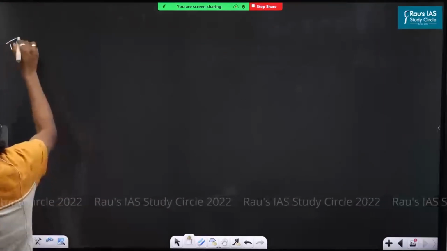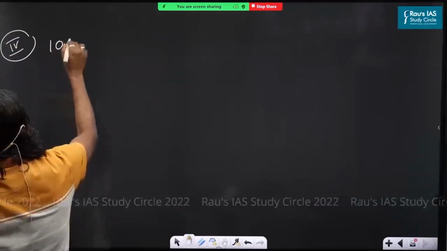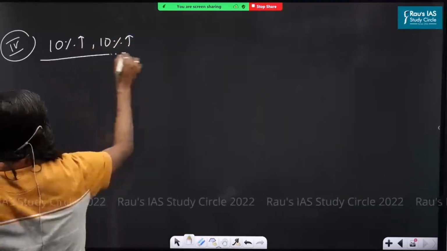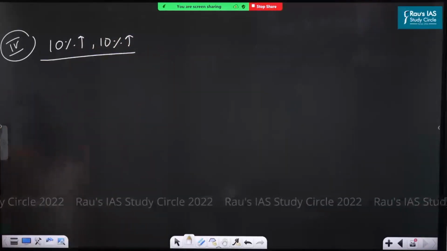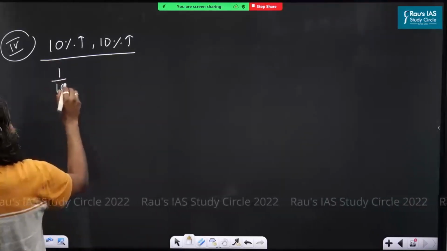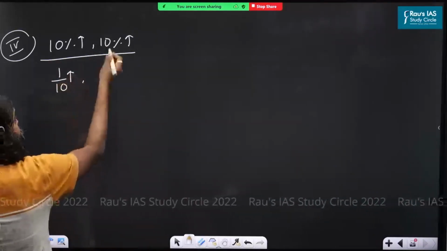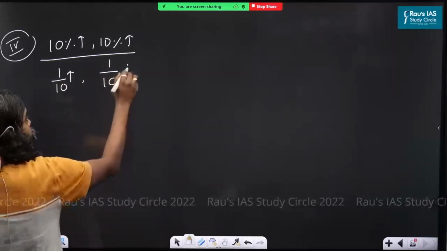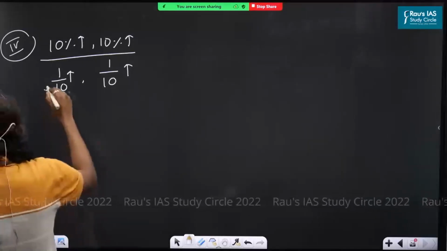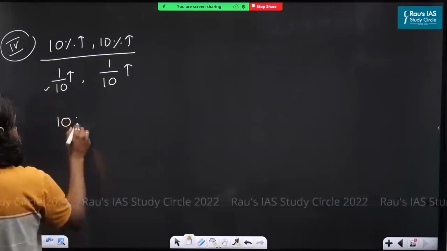Fourth interpretation. For example, 10% increasing. Next, I will see decrease also. How can you write 10% as a fraction? 1 by 10. That is increasing. Are you understood? Whatever the denominator, write it as it is.